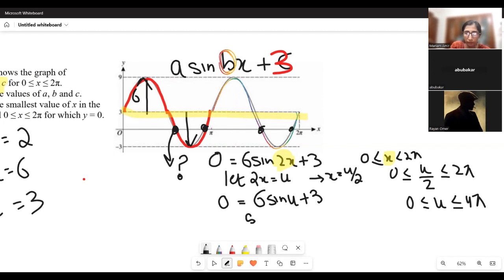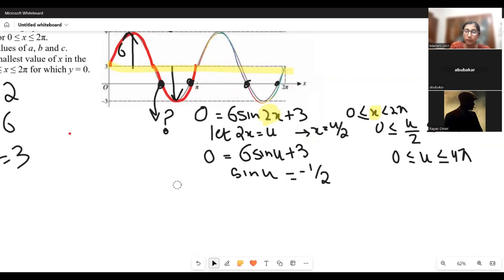Make sine u the subject. That's going to be 3 goes to the other side, becomes minus 3. 6 goes to the other side, becomes divided by 6. So minus 3 by 6, which is minus half. We're going to find alpha now. Alpha is the absolute angle. Sine alpha equals half. So alpha is sine inverse half.